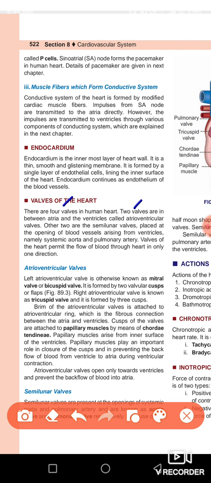I have explained about the tricuspid and bicuspid valves. Now we see what is written in this book. The left atrioventricular valve is known as the mitral valve or bicuspid valve, and it is composed of two ventricular cusps or flaps, as I have explained to you. On the right side you have the tricuspid valve, and it is formed by three cusps or three flaps.